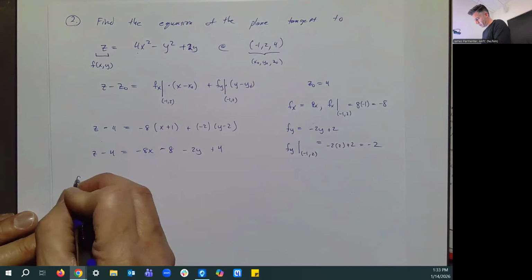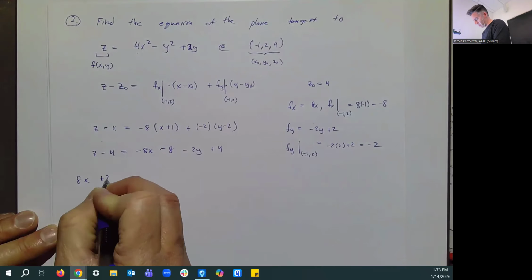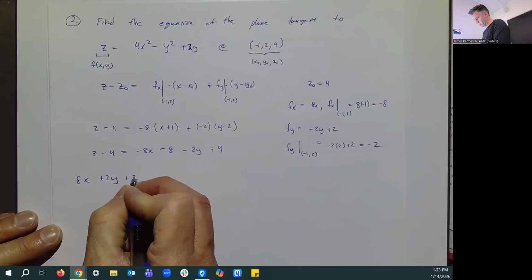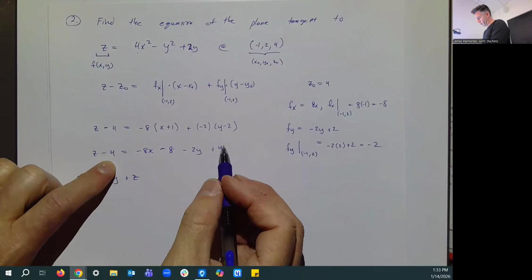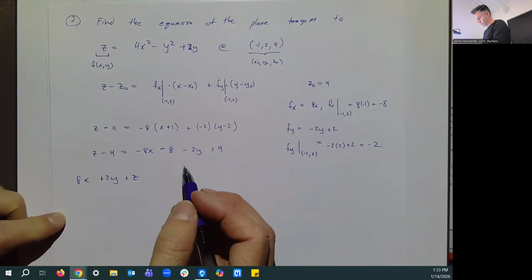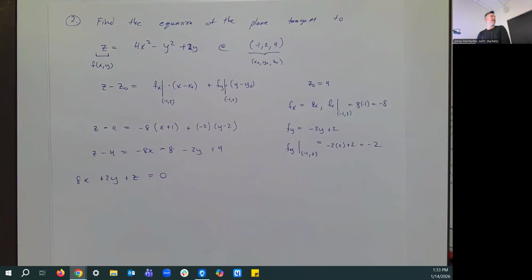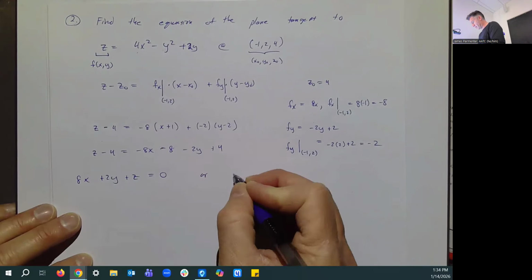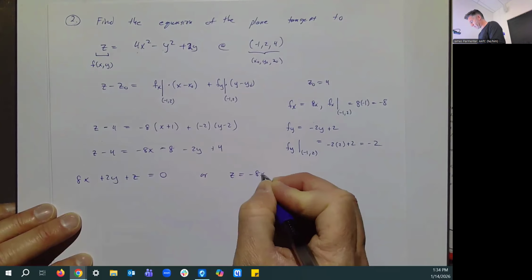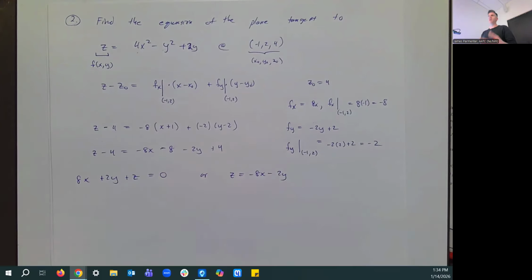So you have positive 8x plus 2y plus z minus 4 minus 4 plus 8, which is 0. So it just equals 0. That's how I would write it. It's the standard way when you put all the variables on one side. It's also perfectly standard to isolate z and write it as z equal to -8x minus 2y. They're both the same thing. They're both the equation of a plane.